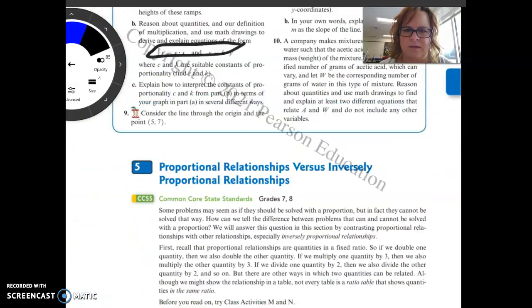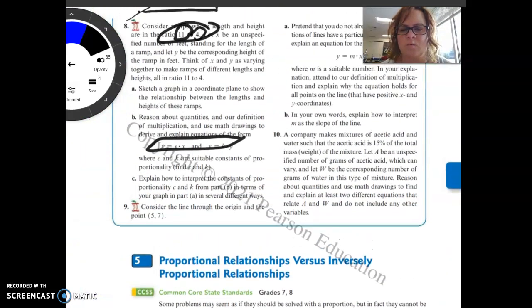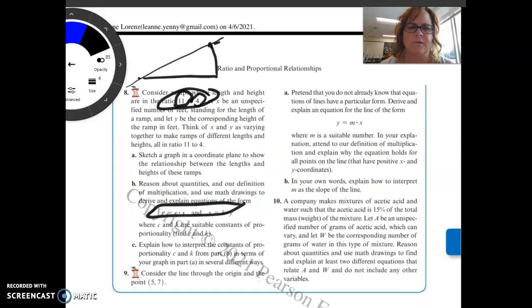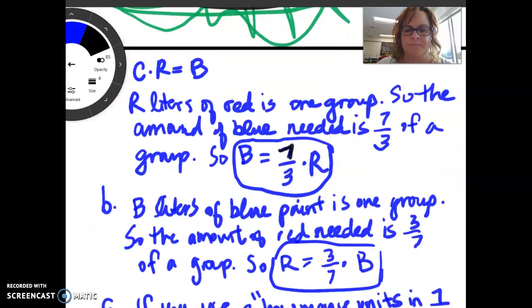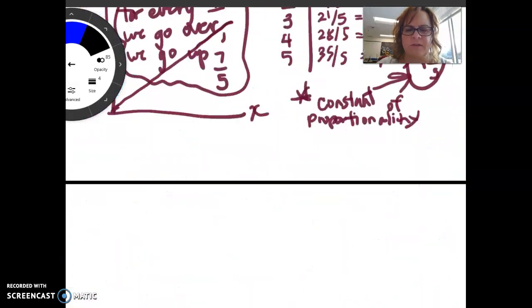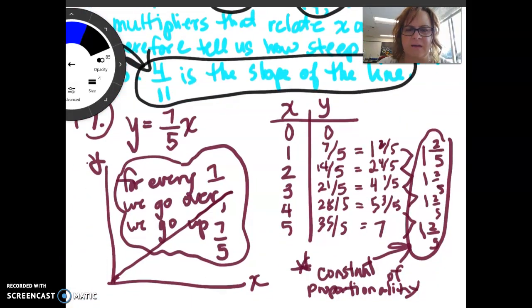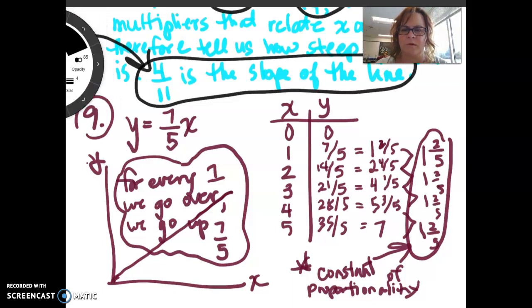Number 9 is another problem where we're looking at slope. Here we're considering the line that goes through (0, 0), and it also goes through the point (5, 7). And so we're going to look at this equation, y equals mx, where m is essentially our slope. And we're going to talk about how we might interpret m as the slope of the line. So these two problems are really just about connecting what you already know about slope to this idea of proportional reasoning.